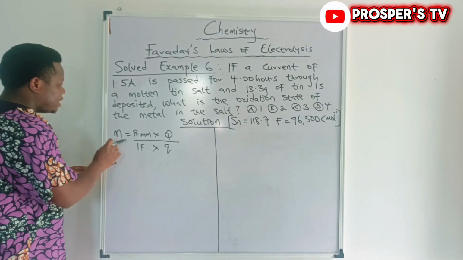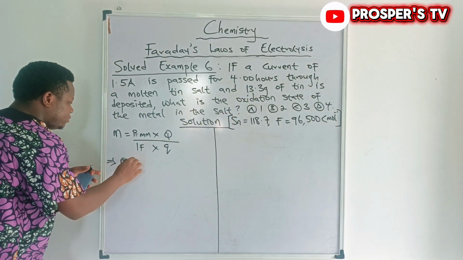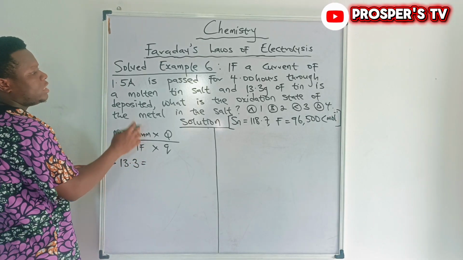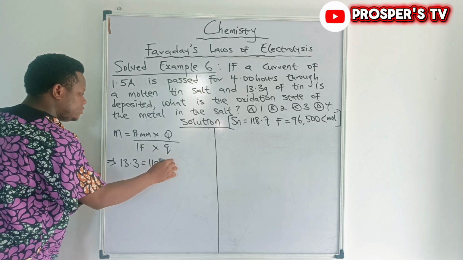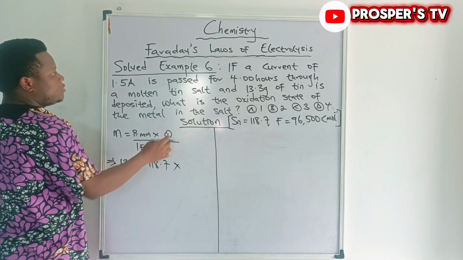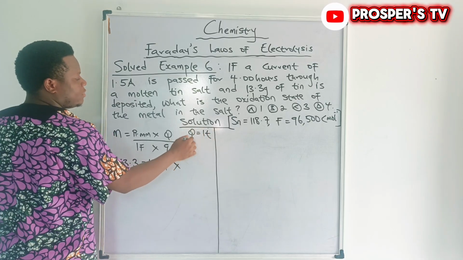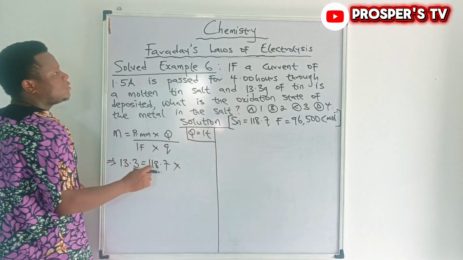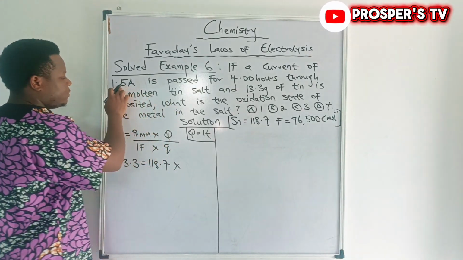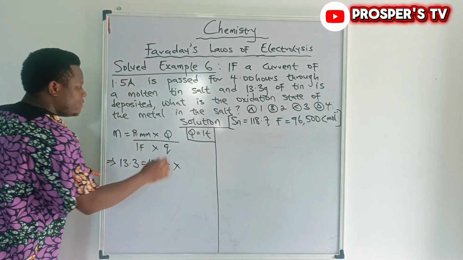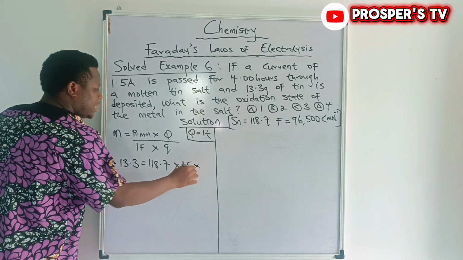So straight away we're going to substitute straight into our formula. We were given the mass deposited to be 13.3. So 13.3 is equal to, the molecular mass of tin was given to be 118.7 times. Remember, Q is equal to current times time. This should be at the back of your mind. So the current given in the question is 1.5 ampere. So we substitute 1.5 times our time.